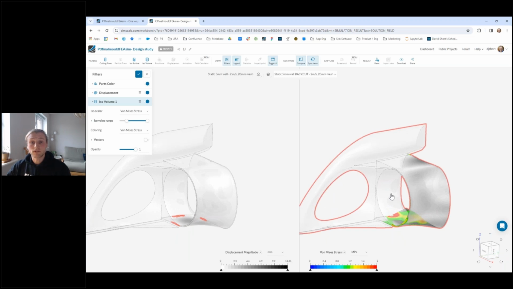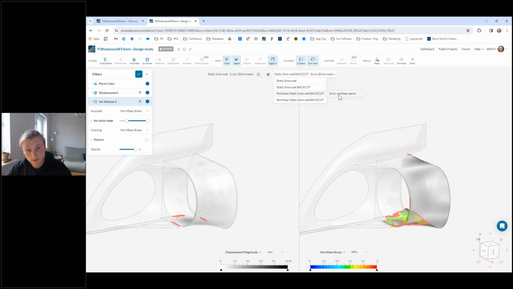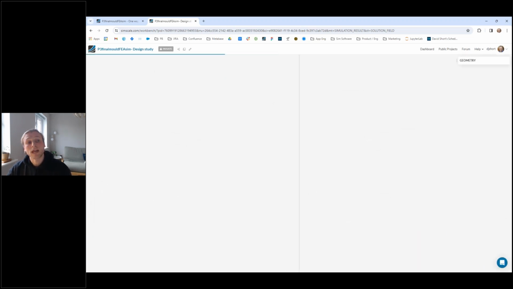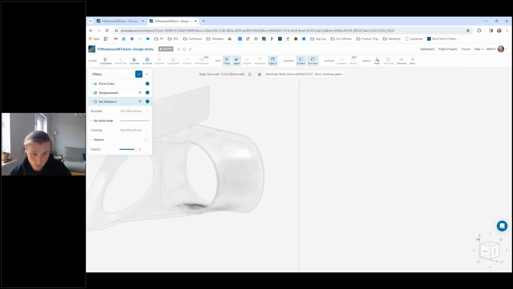Now, these deformations are actually so big that a linear static analysis isn't quite going to cut it for getting accurate results. So what we actually need to do is run this as a non-linear static analysis, which I've done here, and then we can see the accurate results for the large deformation problem as well.